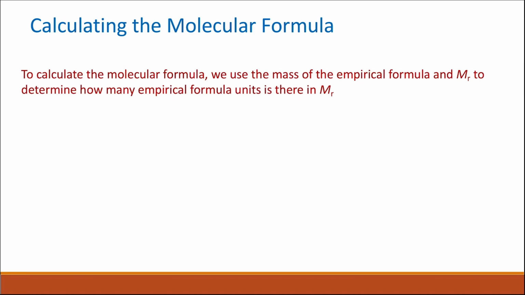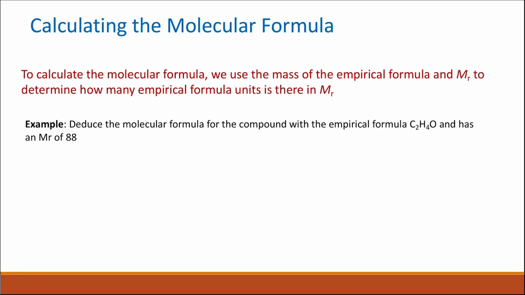And then calculating the molecular formula. To calculate the molecular formula, you can use the mass of the empirical formula and the molecular mass of the compound. Now you can use this to find how many empirical formula units there are in the molecular formula. So let's have an example. Deduce the molecular formula of a compound which has an empirical formula of C2H4O and has a molecular mass of 88.